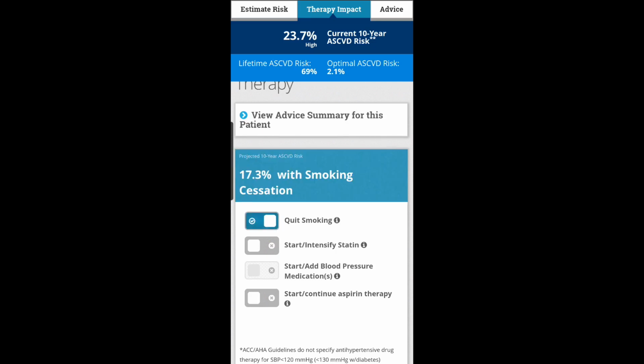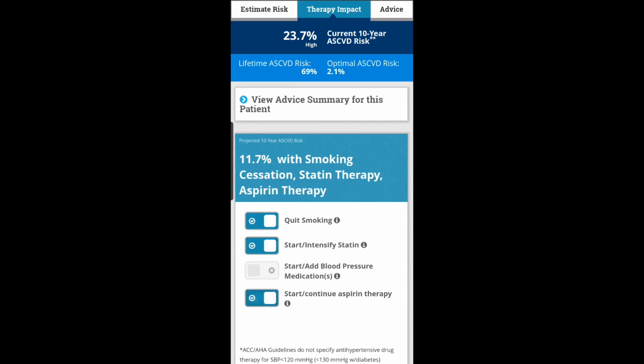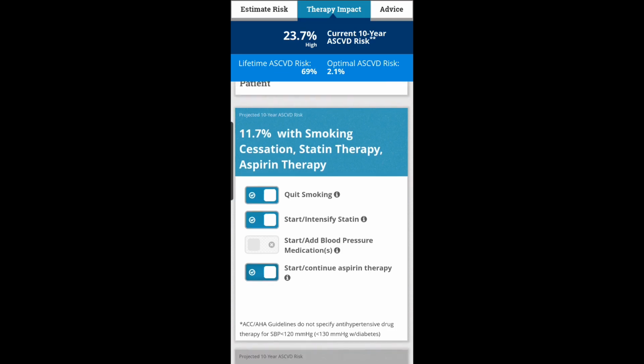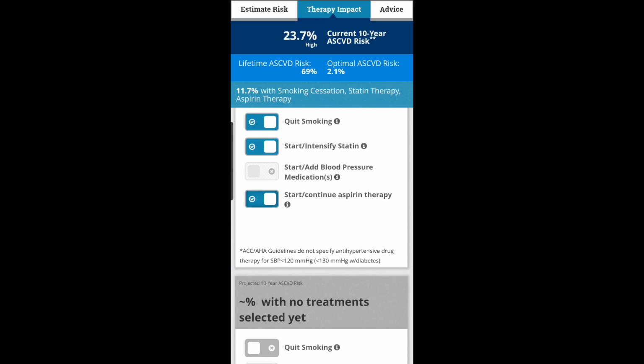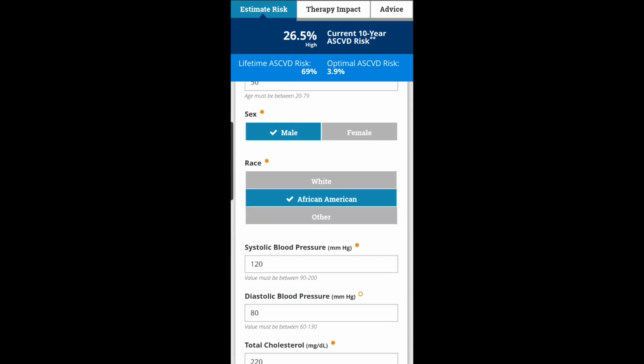If I quit smoking, my risk is coming down from 23 to 17.3. And if I add some statin therapy, or intensify it, just trying to get the maximum dose of statin I can tolerate, that means the percentage of risk is coming down. And if you add some aspirin, your risk is lower. Aspirin is a whole different thing, whether you need aspirin or not. It has risks and benefits, so I'm not going to go into detail. Probably we can discuss it next time. So this is the impact of the therapy.